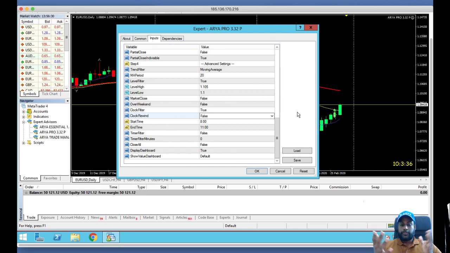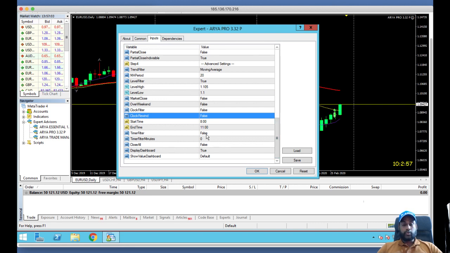But maybe it can also protect you. So if you want Arya to analyze the market at all time, find the best entry points at all time, you can put the clock rewind on true. So for the clock filter, I would put it on false because I want Arya to trade whenever she finds a good trade on my level filter. Okay, between 110 and 110.50, if she finds something very cool, just take it. I want to be part of it. So that's it.